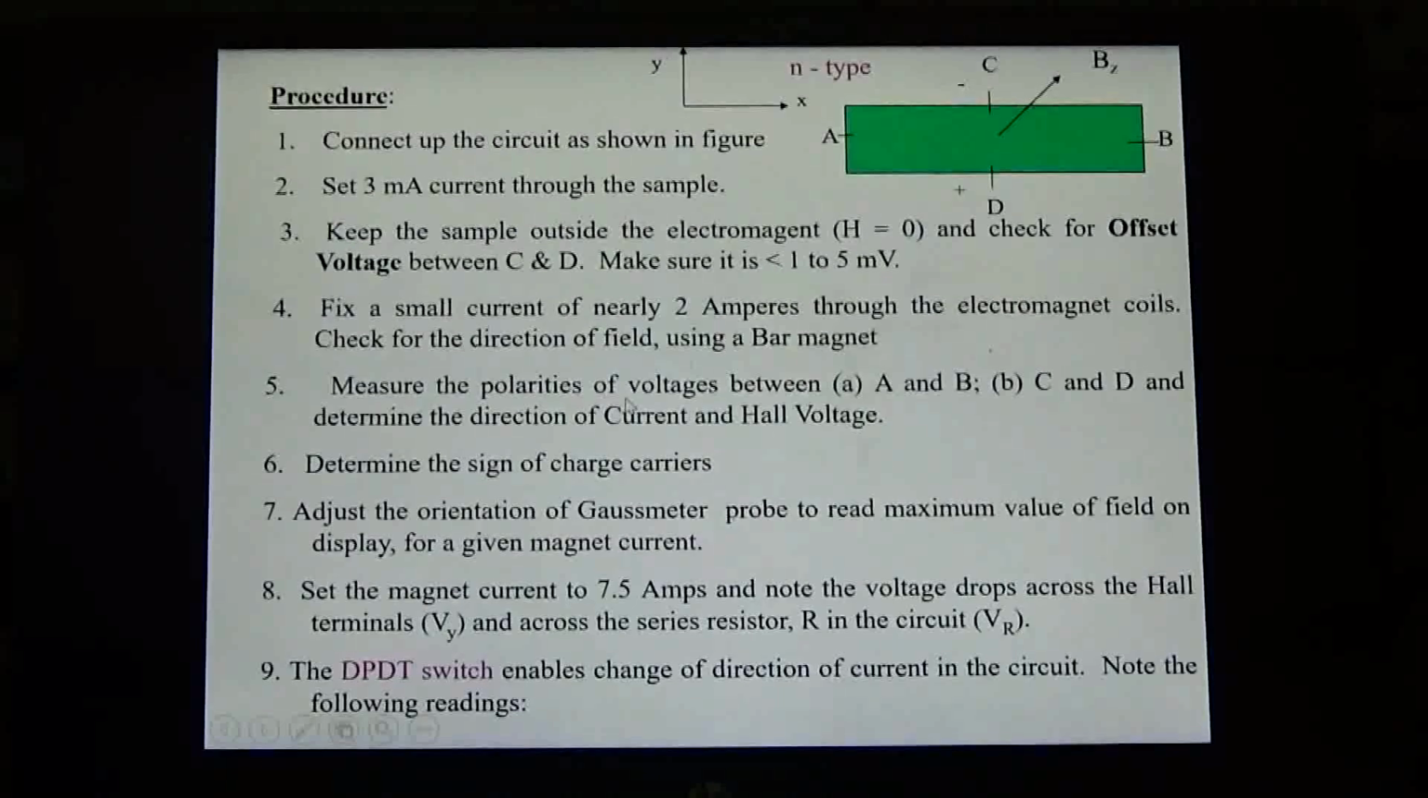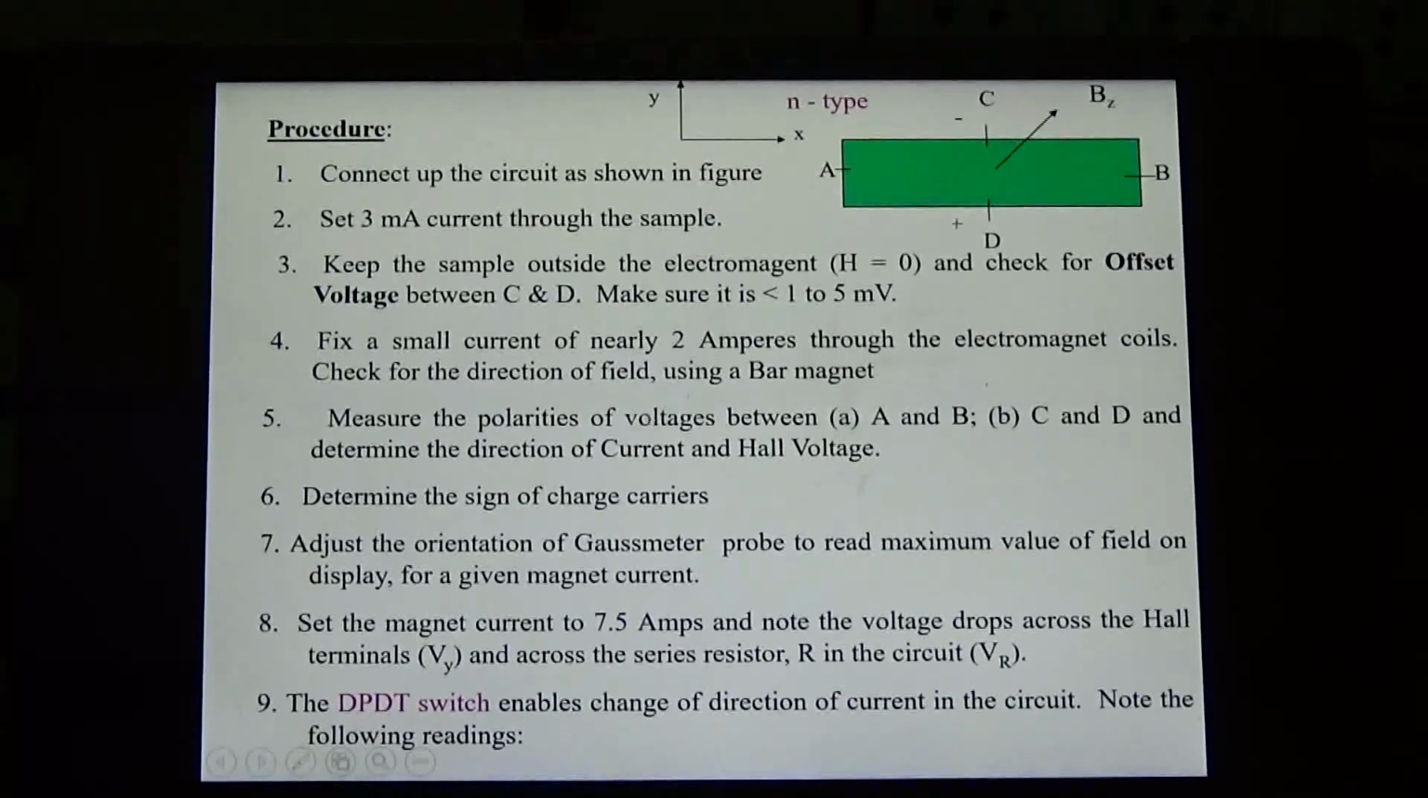Okay, so how do we actually determine the direction?